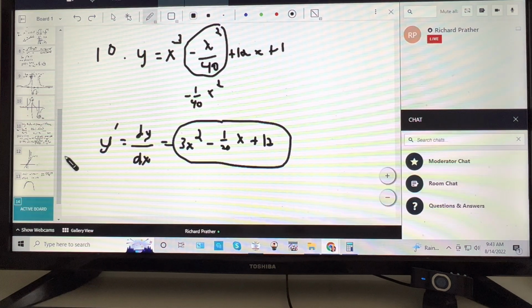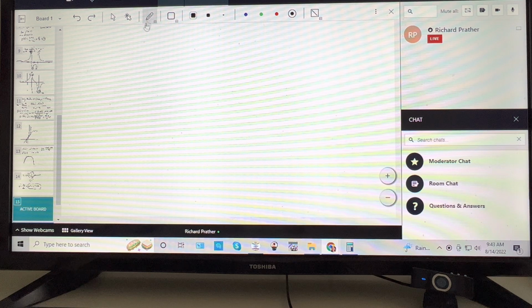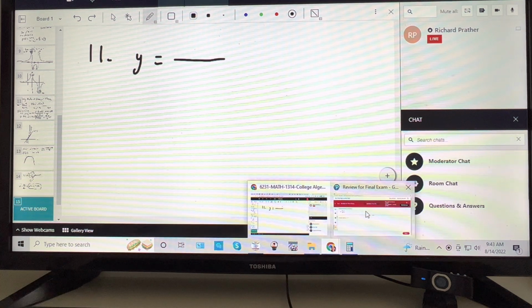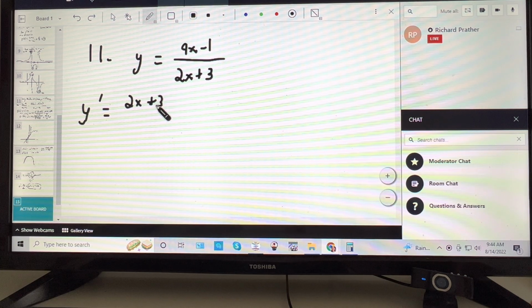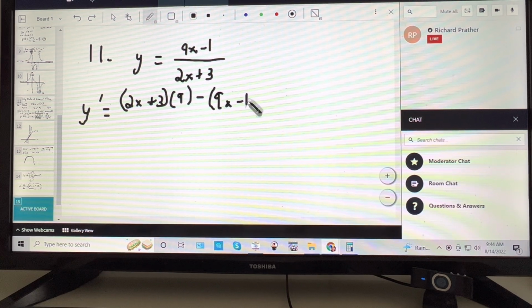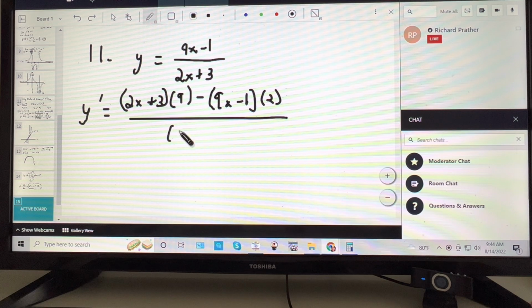Okay, another rule is the quotient rule we learned early on in that chapter. I have two different functions of x divided by each other, so I've got to use the quotient rule. 9x minus 1 over 2x plus 3. So the quotient rule is second function times the derivative of the first, which would be 9 since it's linear, minus the first function times the derivative of the second, that's linear, so that's just 2, all over the second squared.